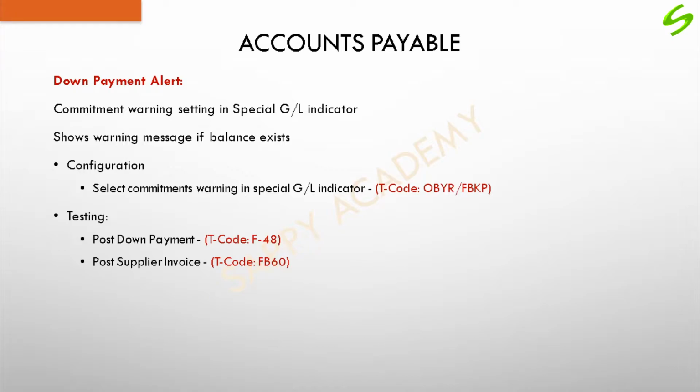Down payment alert is configured using commitment warning setting in special GL indicator. If this setting is applied, this shows a warning message if a balance exists for this special GL indicator for the vendor. Let's look at the configuration of the commitment warnings. We can use transaction code OBYR or FBKP. Let's switch to SAP.